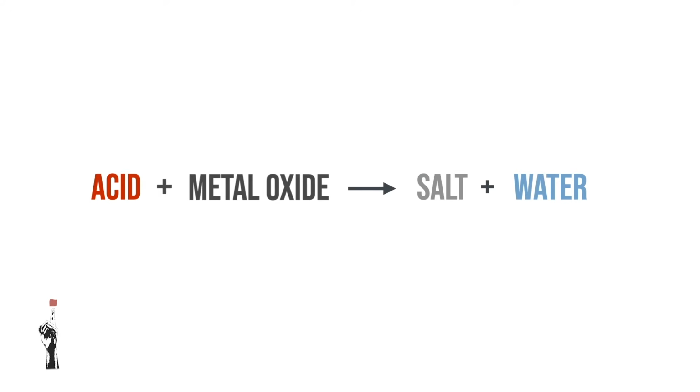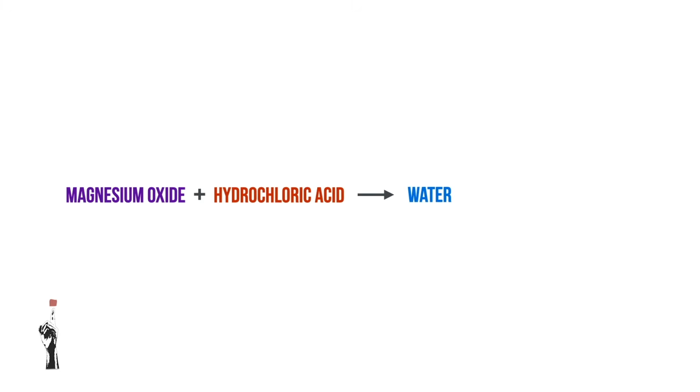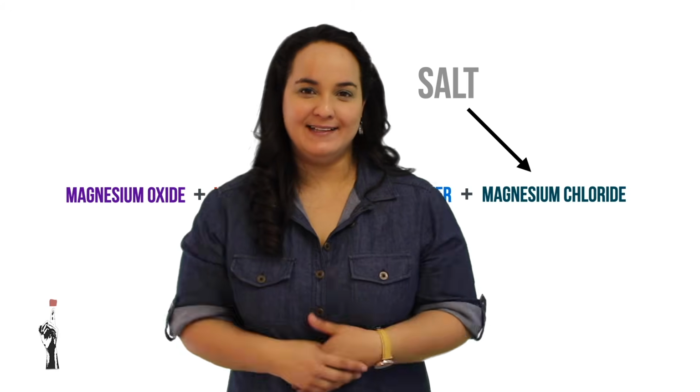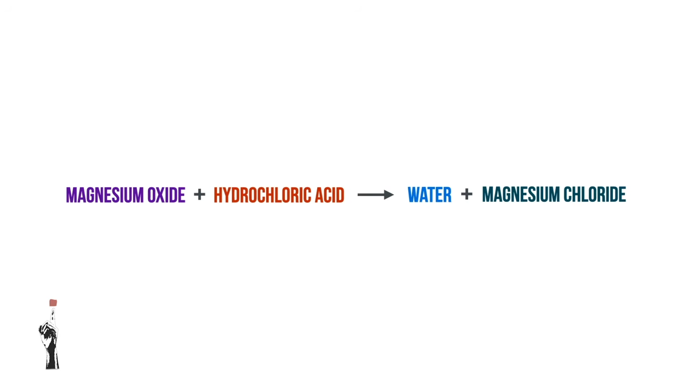So let us look at a practical example. If magnesium oxide were to react with diluted hydrochloric acid, the products that we expect to see would be water and magnesium chloride. The salt that forms during this reaction is the magnesium chloride.